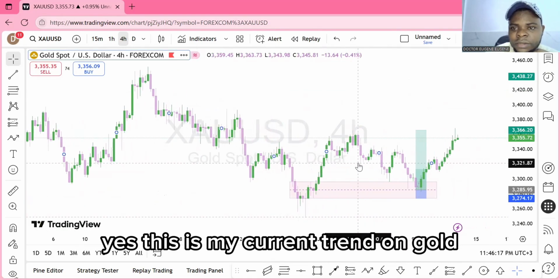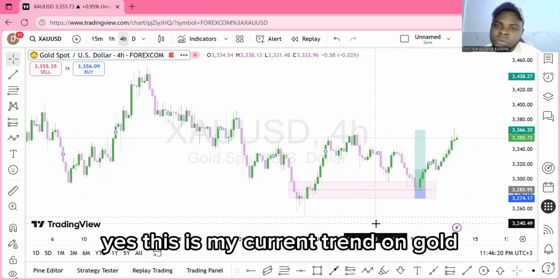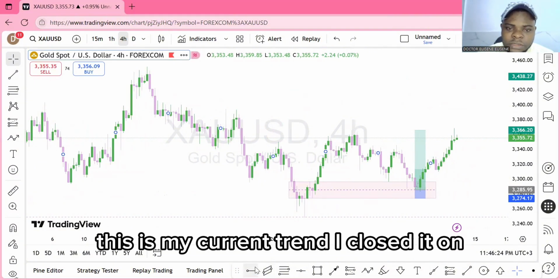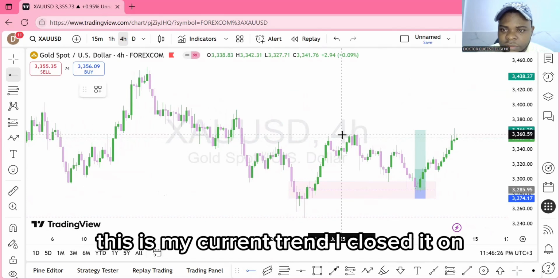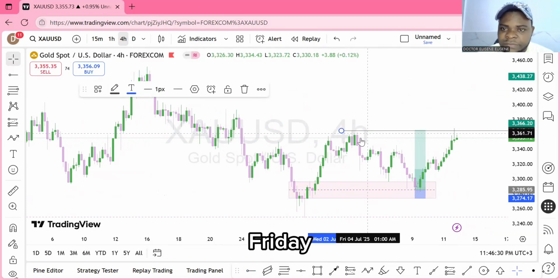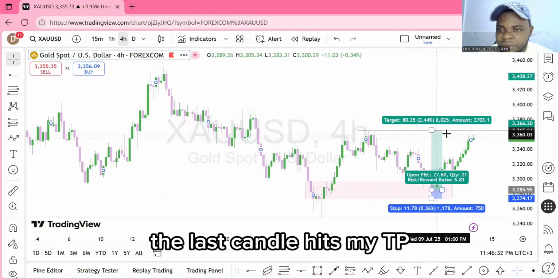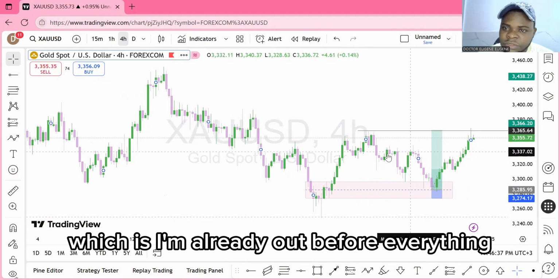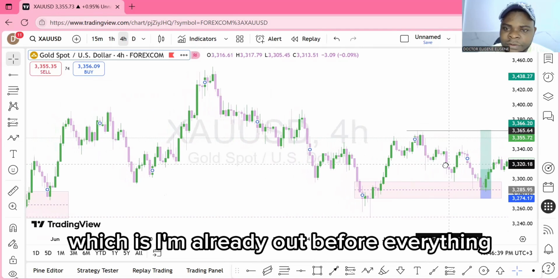Yes, this is my current trade on gold. I closed it yesterday, Friday. It just hit my TP. The last candle hit my TP, and after that it drew down a small bit, which means I'm already out before everything.